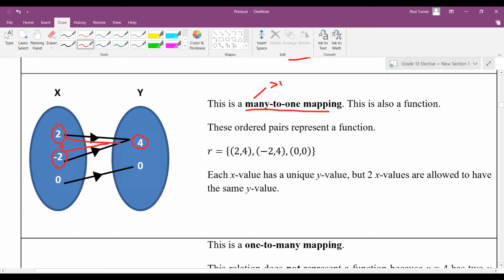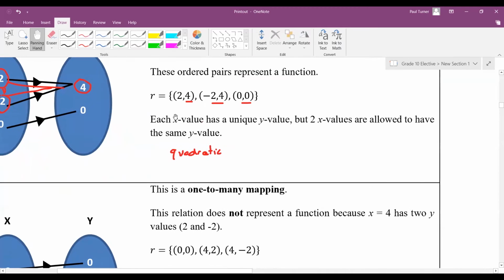And so this is still a function. Okay, these are your ordered pairs. So 2, 4, minus 2, 4, and 0, 0. An example of that would be your quadratics. So let's look at the picture and see how that's working. Normally, I would explain this really quickly in class, but online I can show you a bit slower. So an example would be your quadratic, like that. So we've got many to one.